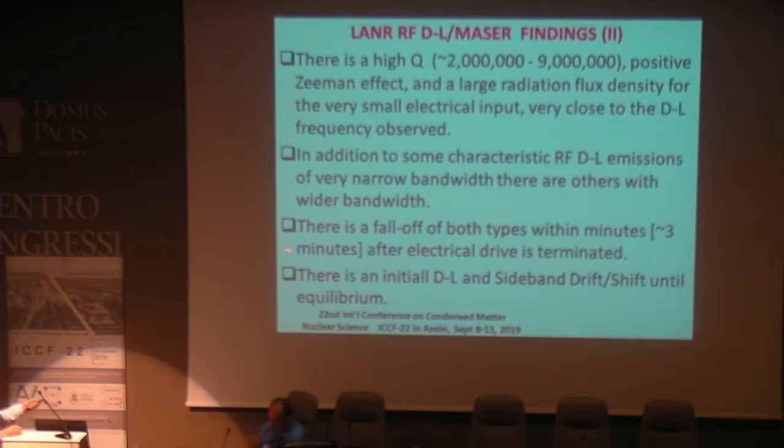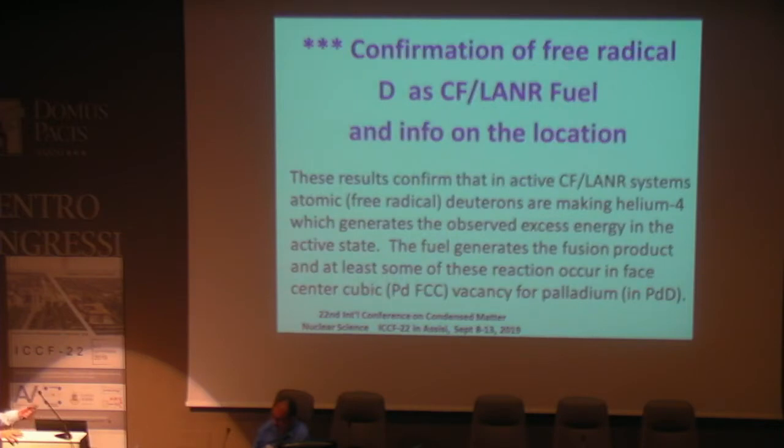The most important things here, if we raise the voltage, we see sidebands, and I'll show you tomorrow. This tells us that the active free radical deuterium, that is the precursor to making helium-4, is sitting in a face-centered cubic vacancy within palladium. If we turn off the electrical activation, there's a slow fall off of these bands that takes several minutes. It does not happen instantaneously. And there's an initial sideband shift.